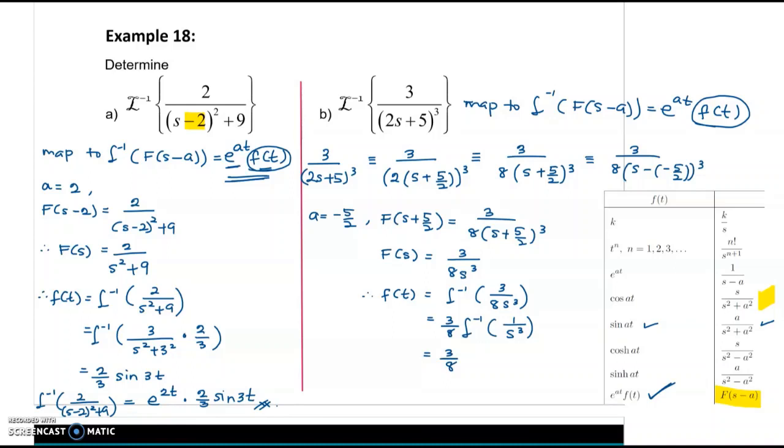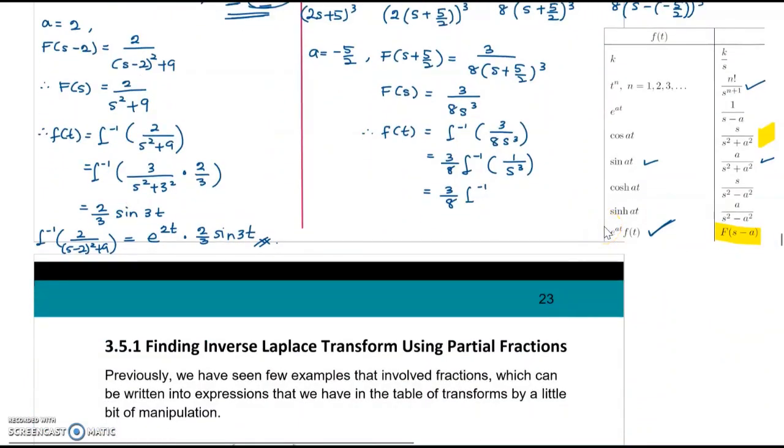The most similar expression is this one, n factorial over s to the n plus 1 at the bottom. So this one here is mapped to s to the 2 plus 1. At the top, it should be 2 factorial, but we already changed the original expression, which is 1. So here we need to multiply with a 1 over 2 factorial, so that the 1 over 2 factorial can be put aside together with the 3 over 8. So we have 3 over 16. So the inverse of 2 factorial over s to the 2 plus 1 here is t to the power of n. Our n is 2 in this case, so this is t to the power of 2.